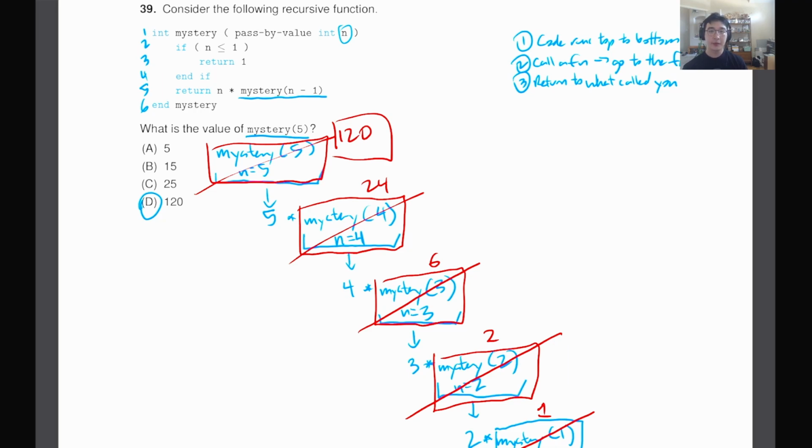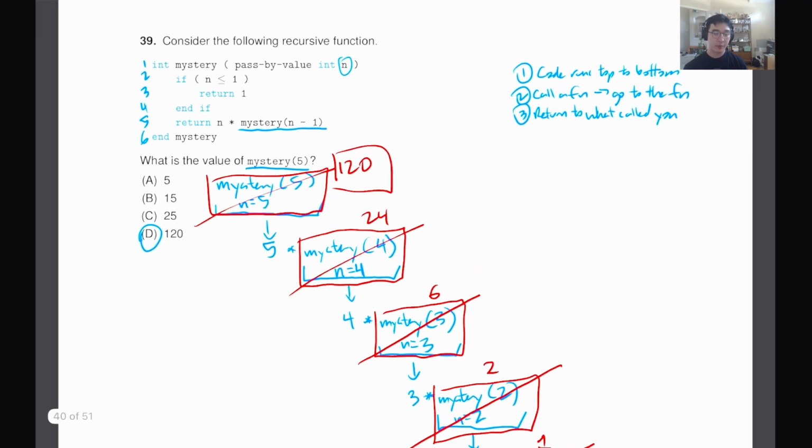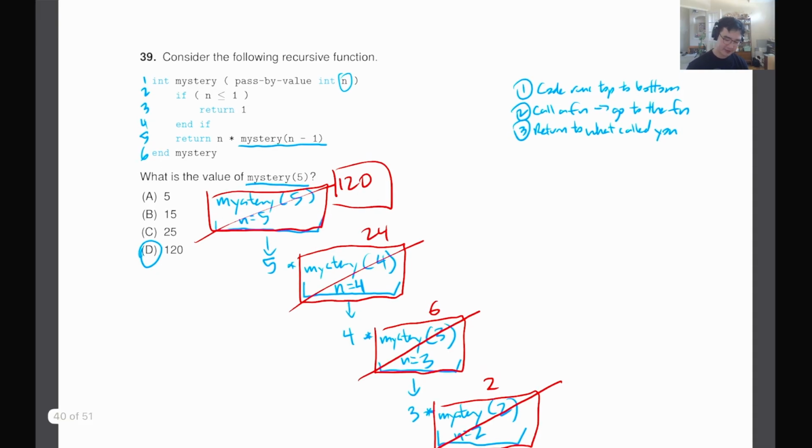Okay, so that is question 39. A couple things to remember about recursion are for any function tracing. Code runs top to bottom. Another corollary I often add is maybe rule 0: code is not magic. Code runs from top to bottom. When you call a function, you go to that function. And when you return from a function, you return to what called you. Knowing these 4 things will really help you trace any function call. All right, that is question 39.